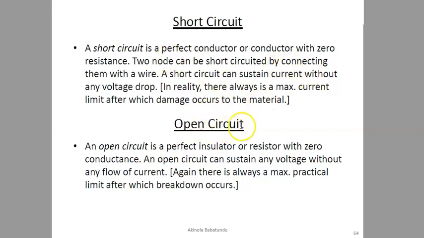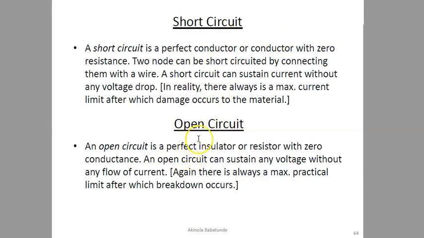Then we have what we refer to as an open circuit. An open circuit is a perfect insulator. It works as an insulator, while a short circuit works as a perfect conductor. It conducts every current that is flowing. No resistance at all. Nothing is stopping the flow of current.